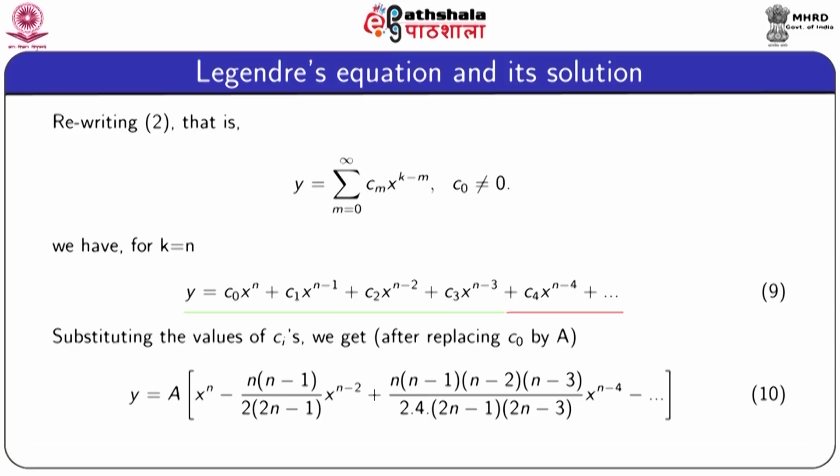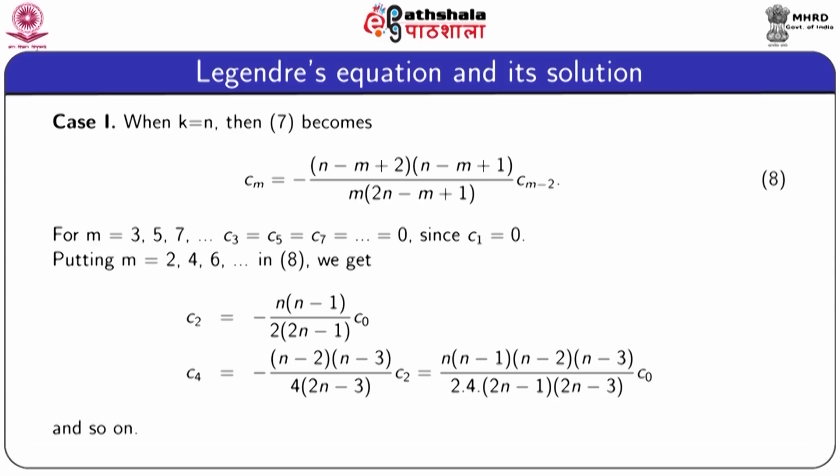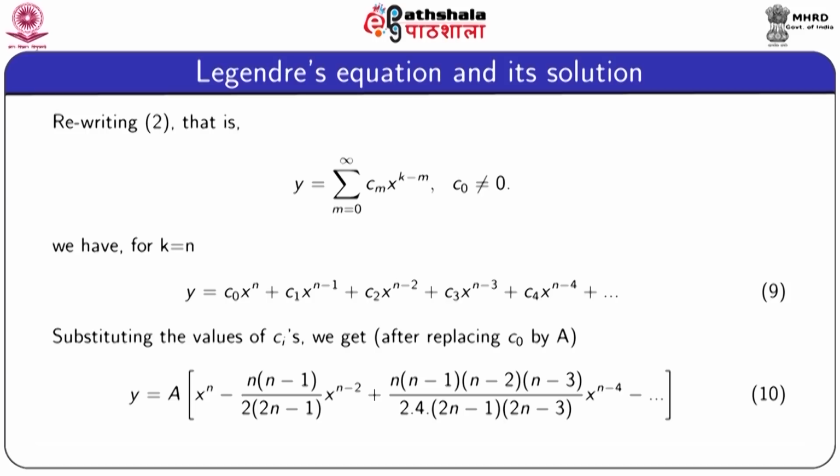Now, substituting all the values of c i from these previous expressions, that is, all c i's with odd indices are 0 and all the even values of c i, that is c 2, c 4, c 6 and so on. If you substitute it here and replace c 0 by an arbitrary constant a, you get an expression like this given in 10, that is y equal to a times x to the power n minus n into n minus 1 divided by 2 into 2 n minus 1 x to the power n minus 2 plus n into n minus 1 into n minus 2 into n minus 3 divided by 2 into 4 into 2 n minus 1 into 2 n minus 3 x to the power n minus 4 minus and so on.